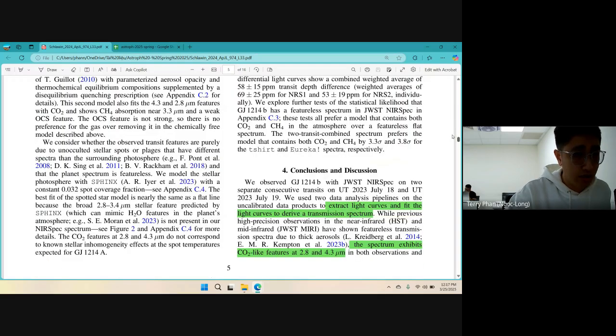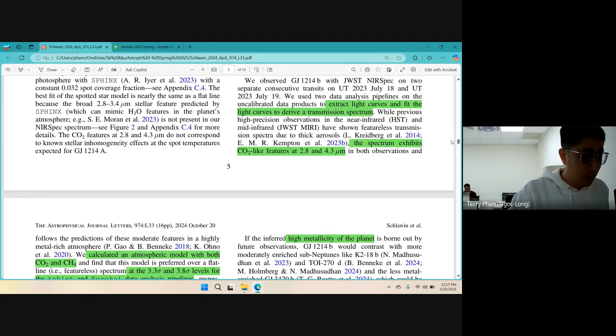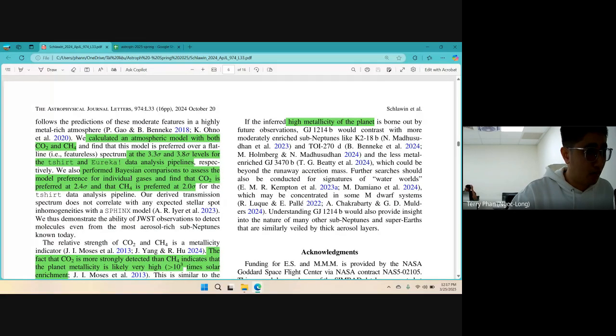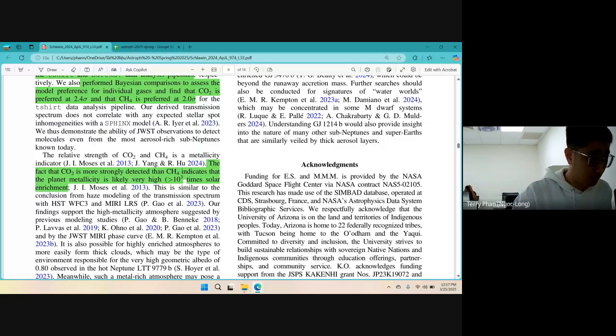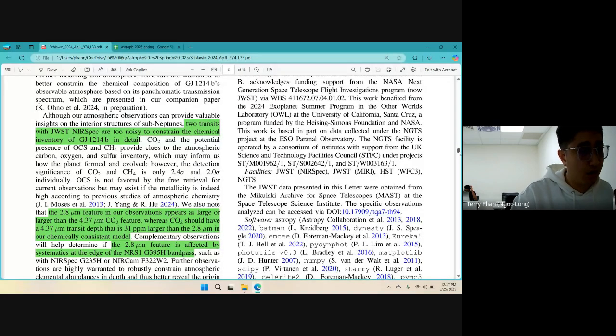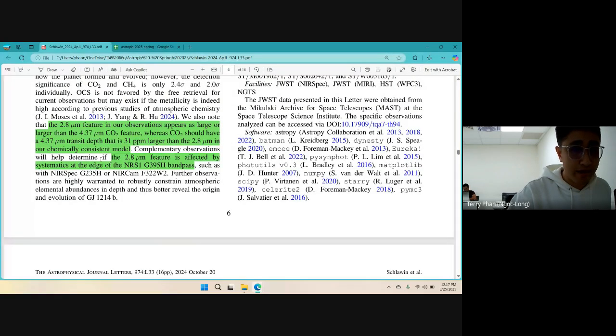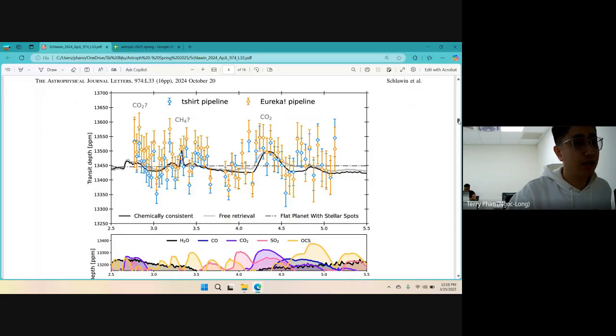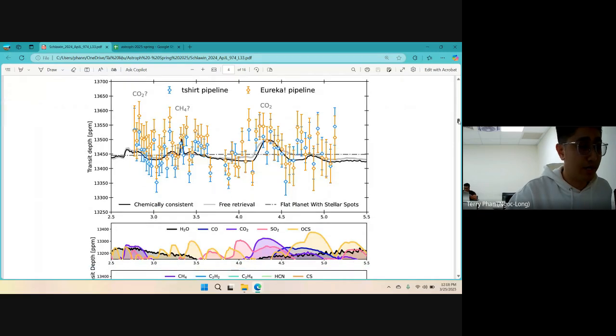Yeah, and in their conclusion, they said that they analyzed the transmission spectrum of this exoplanet and compared it with the Bayesian model. But the problem is the signal from these two data pipelines is too noisy, and it's not enough to constrain the composition of the atmosphere in detail. And another thing is the peak at 2.8 micron. They said that it's most likely affected by the systematics of the JWST NIRSpec bandpass used in this study.